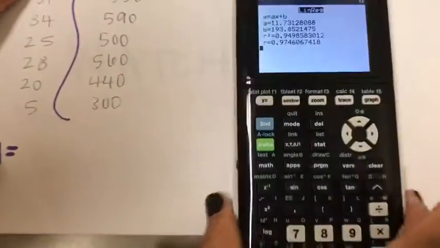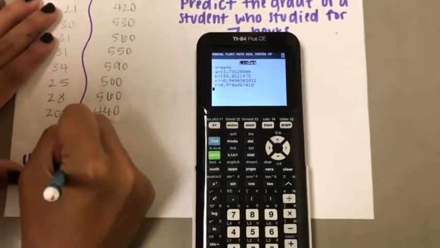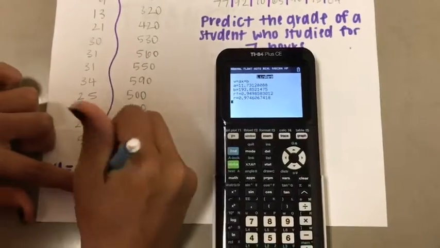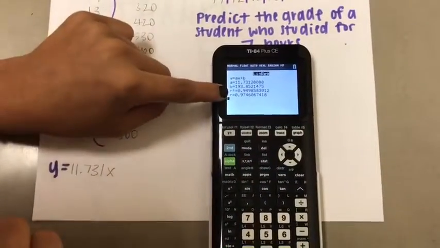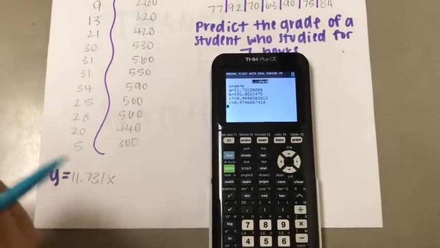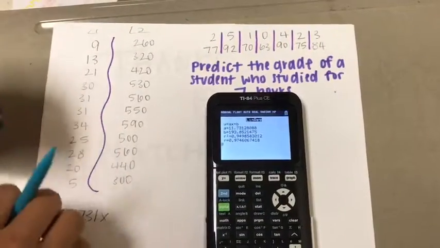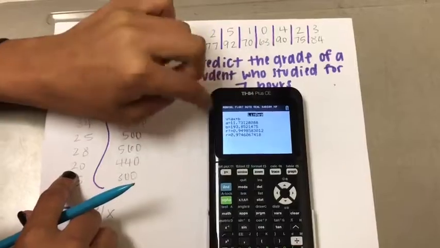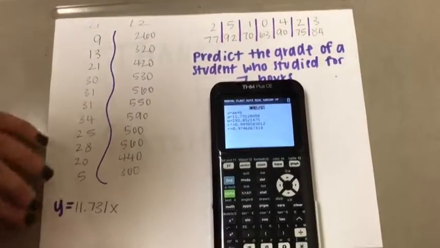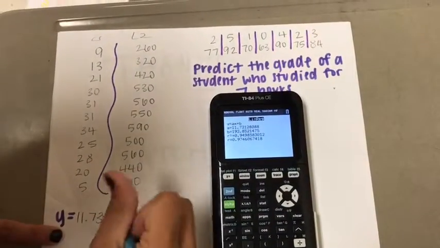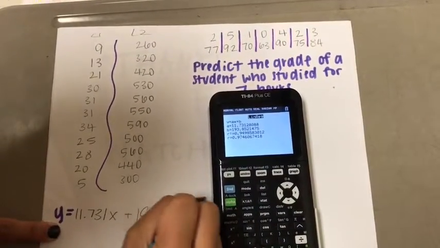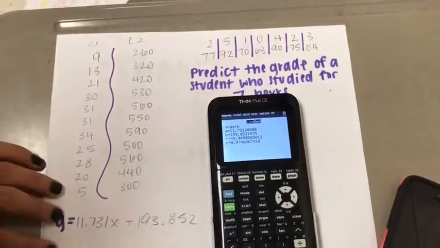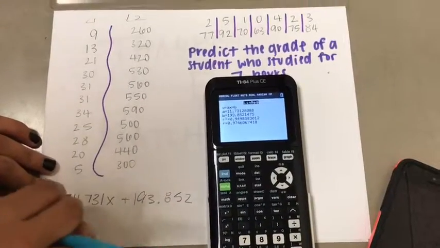So this is your equation. 11.73, so you're going to round to hundredths, x. And r squared and r, you really don't need that. That's just to show how strong your line is, but for right now you don't need that. But to turn that on, you go to second diagnostics. And then x plus 193.852. This is your line of best fit equation.